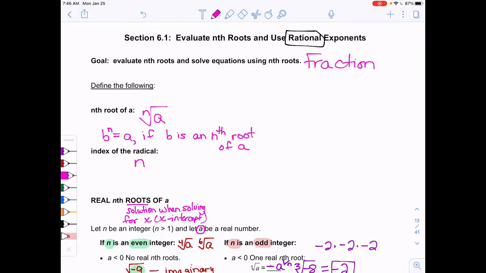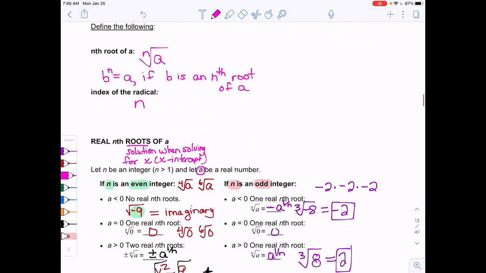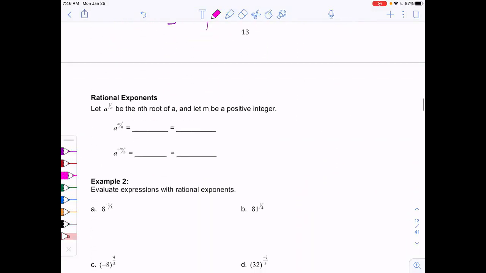So an integer is a positive or negative whole number: 1, 2, 3, -1, -2, -3. A rational number is anything that can be written as a fraction. So 0.5 is 1/2. 0.75 is 3/4. So any number that can be written in fraction form is called a rational number. We're going to look at rational exponents. So this says let a to the 1 over n be an nth root of a. And I'm just going to stop there.